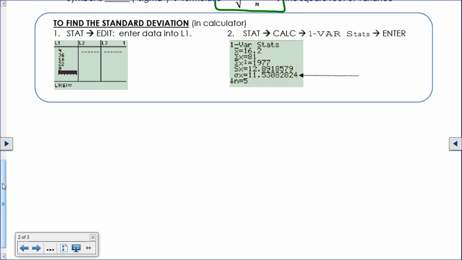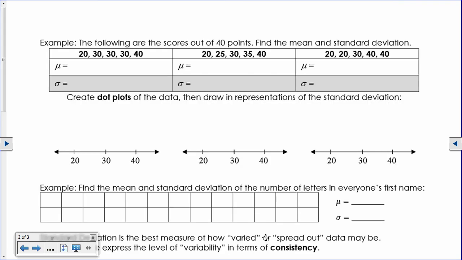The standard deviation is this one right here, the one that has a little sigma x type symbol above the n. So the standard deviation would be 11.5. That means, on average, your points are 11.5 away from the mean. That's how you would interpret this number. This number tells you how far your numbers are on average from the mean. So if you have your mean here, that means your points are like 11.5 away from the mean on average. That's what standard deviation represents. Again, no number crunching, just let your calculator do the work. You're just going to plug the numbers into the calculator.